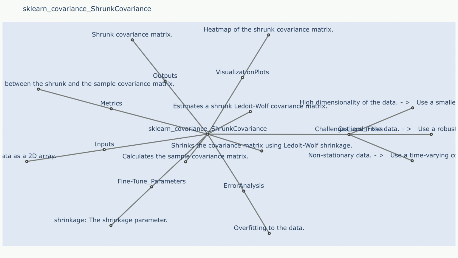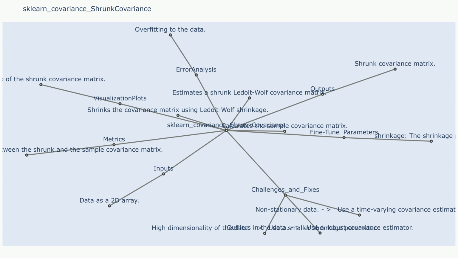Fine-tune parameters. Shrinkage: adjust the shrinkage parameter to control the degree of regularization. A higher value introduces more shrinkage and stabilizes the covariance matrix but can also lead to bias. Assume centered: if set to true, the input data is assumed to be centered, which can improve efficiency.